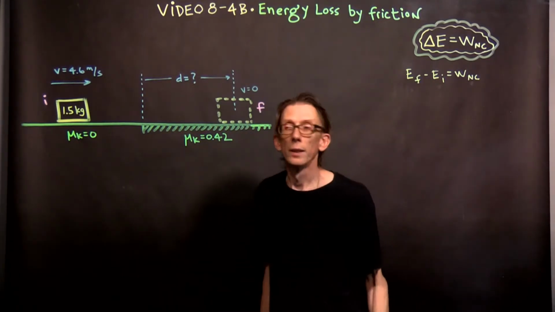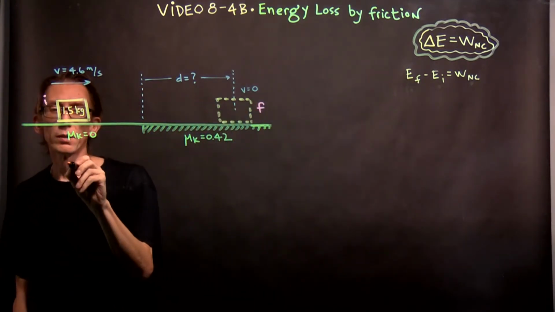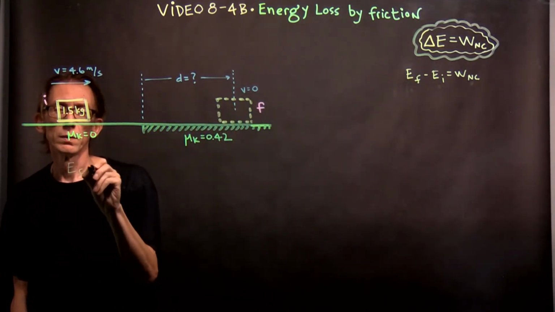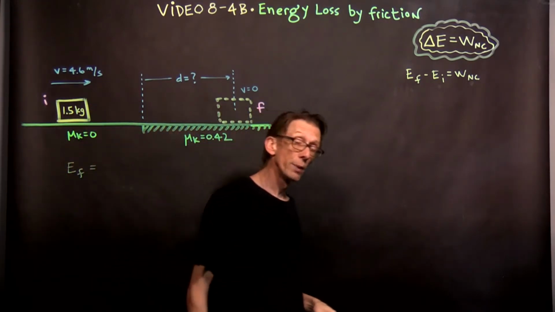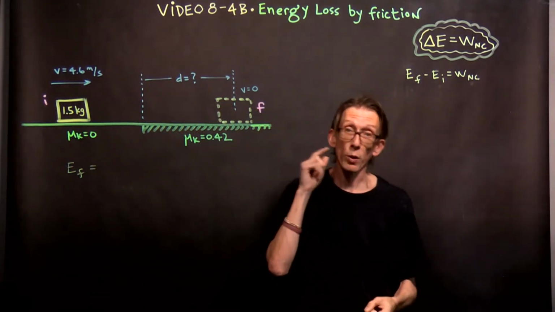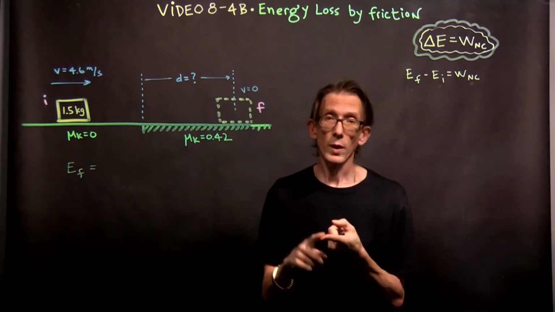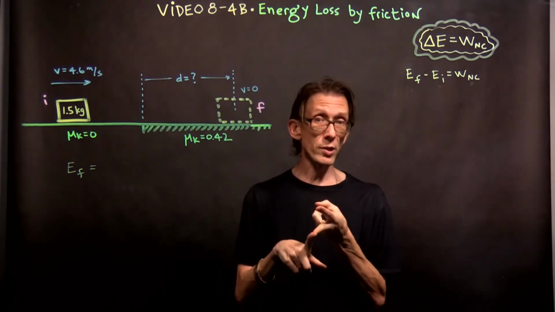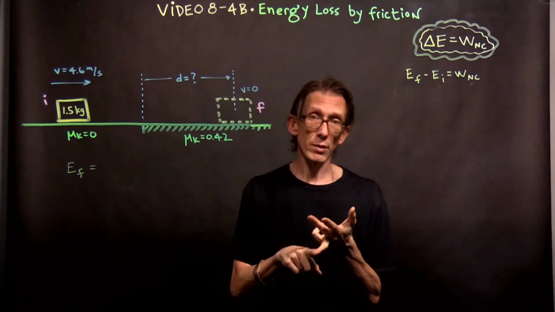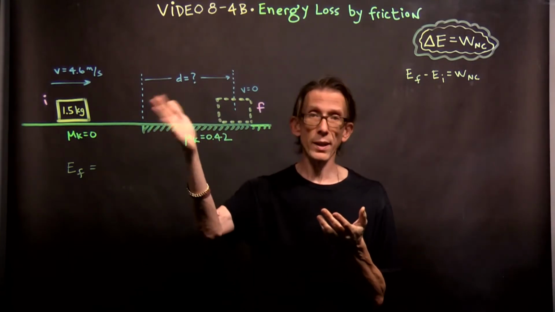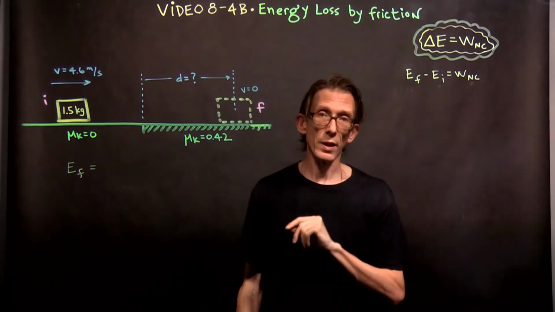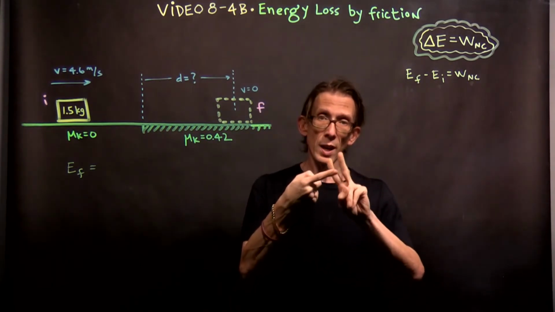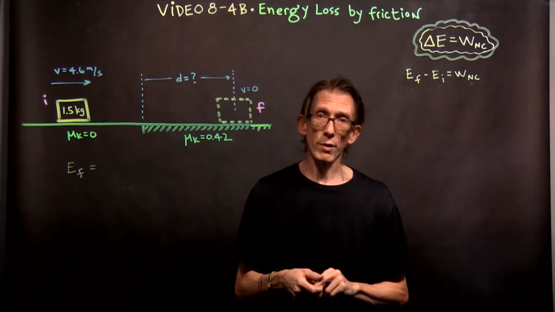See what we get. What's the final energy? Well, there's three different kinds of energy that we could deal with here. We could deal with kinetic energy, gravitational potential energy, and spring potential energy. No springs here, so we can toss that one out. Two kinds of energy, kinetic energy and gravitational potential energy, remain.